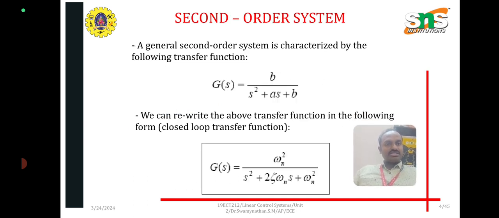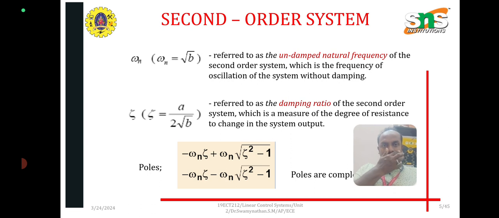The second order system has the denominator s squared plus as plus b, and the numerator b. You can rewrite this as omega n squared divided by s squared plus 2 zeta omega n s plus omega n squared. Here omega n equals root b, the undamped natural frequency, and a divided by 2 root b is called the damping ratio. The poles are minus zeta omega n plus or minus omega n root of zeta squared minus 1.